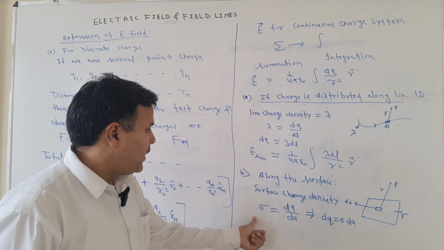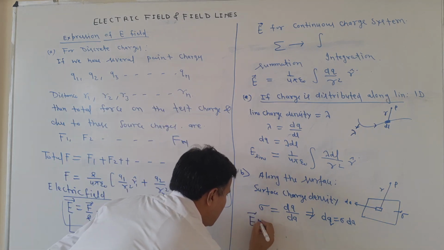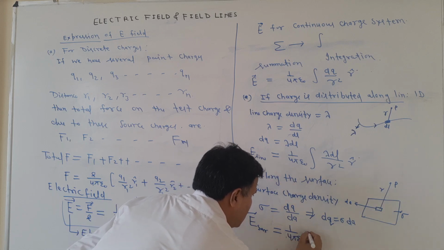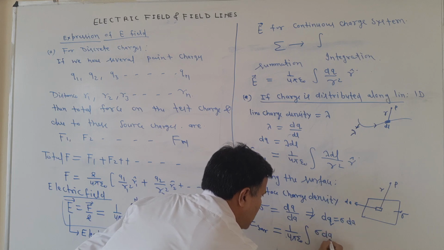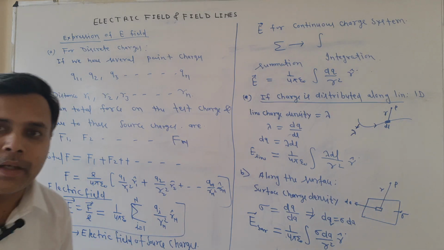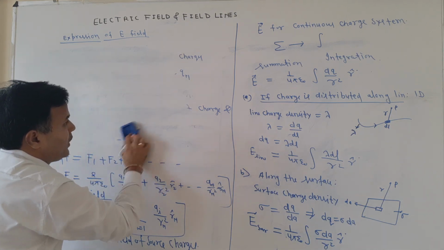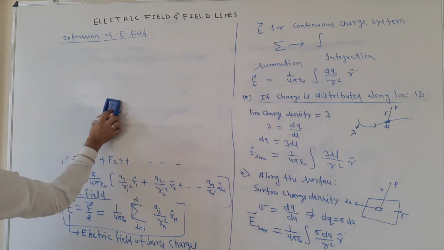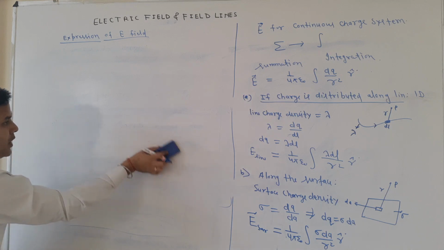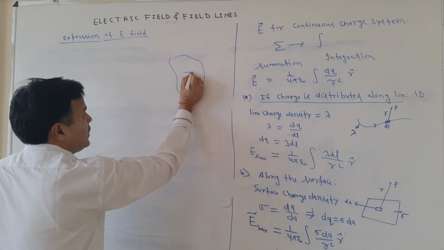So what is the electric field profile corresponding to surface charge? E surface is 1 upon 4 pi epsilon 0, dq is sigma dA, by r square, r cap. Now we have the third case: if the charge is distributed along the volume. In this case we have a concept of volume charge density.